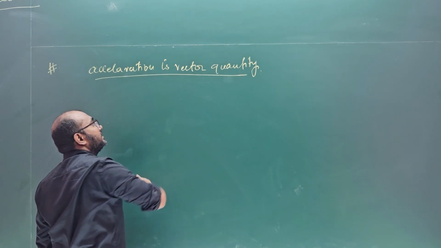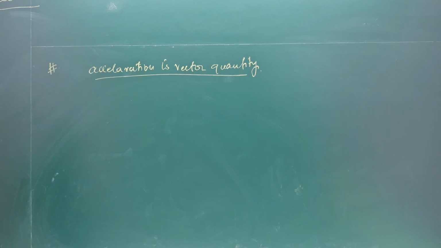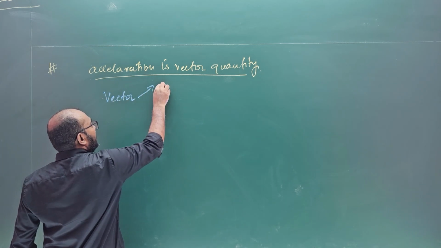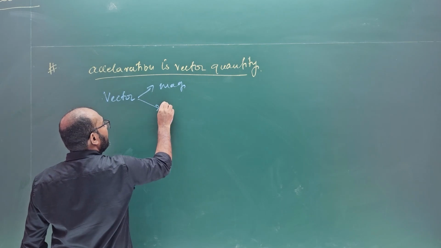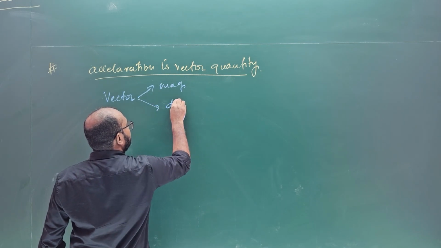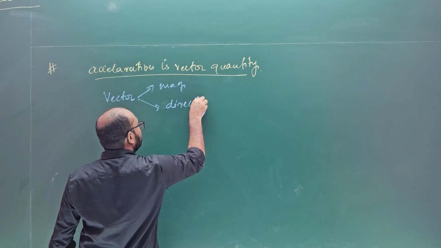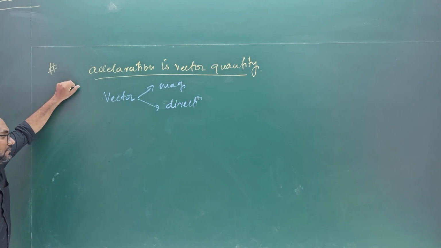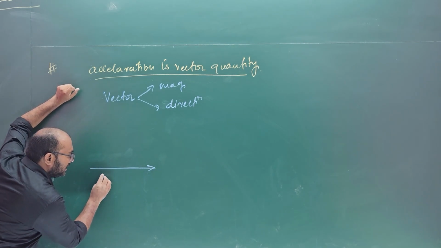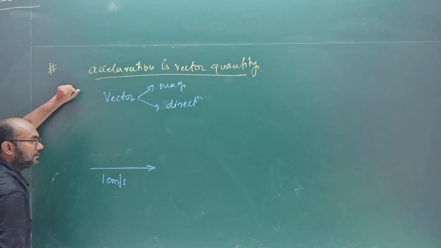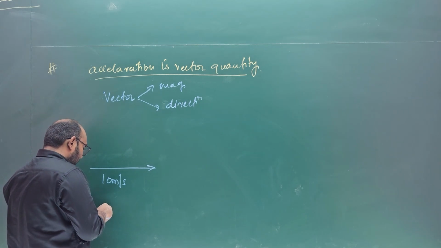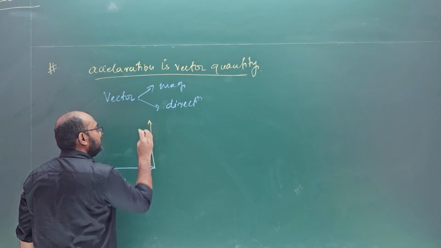If acceleration is a vector quantity, it will have both magnitude and direction. So vector quantity means what? It should have magnitude, and it should have direction. It will have magnitude as well as direction. For example, if I say that a body is moving in this direction by 10 meter per second, okay, the body is moving in that direction by how much? 10 meter per second. Then the body moved in this direction after some time.